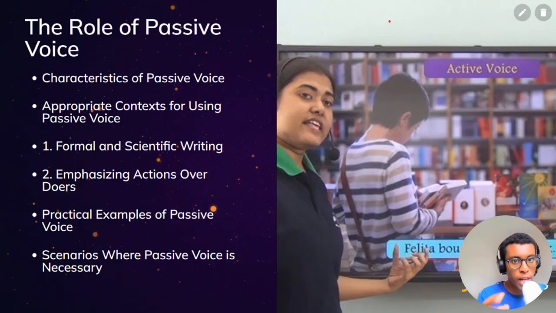Understanding when to use active or passive voice is all about knowing where you want the focus to be. If the doer of the action is important, stick with active voice. But if the action itself or the target of the action is your priority, passive voice might be the better choice. It's not about one being right and the other wrong. It's about choosing the right one.